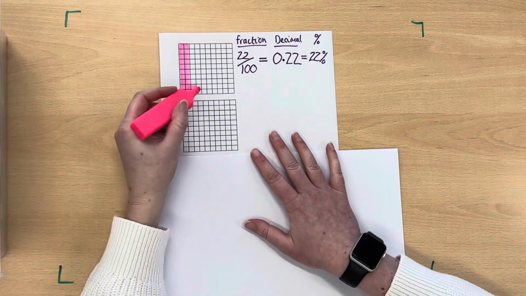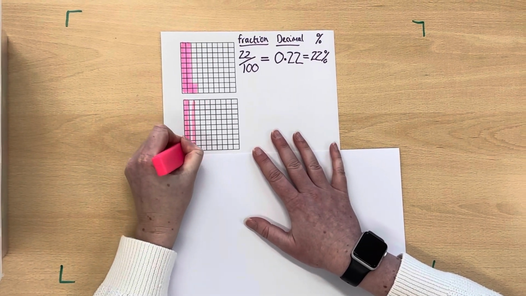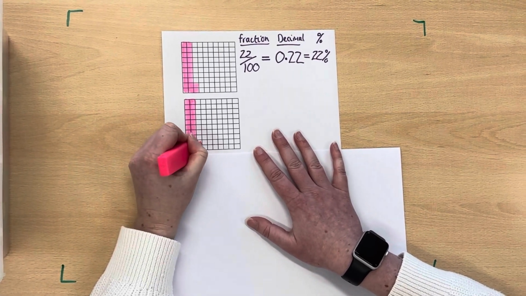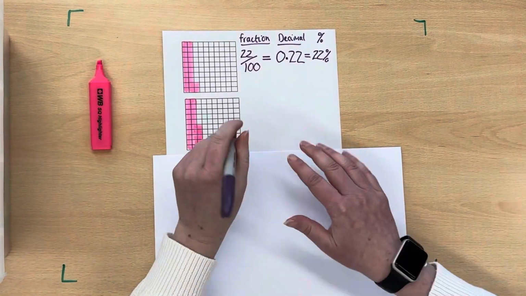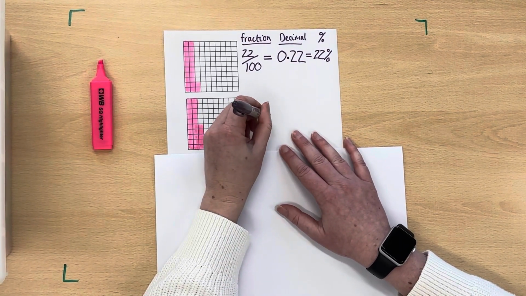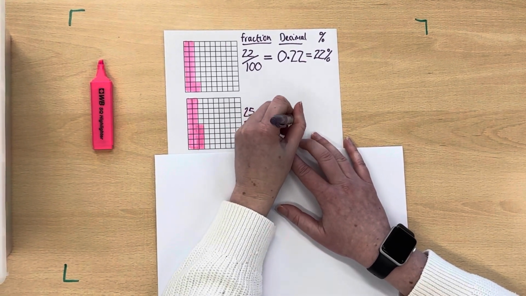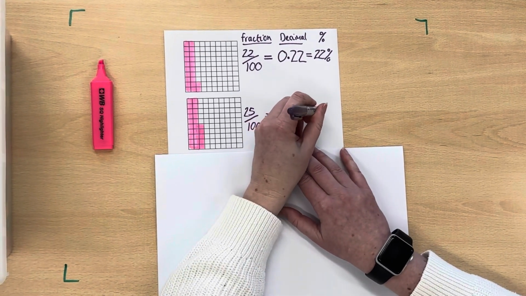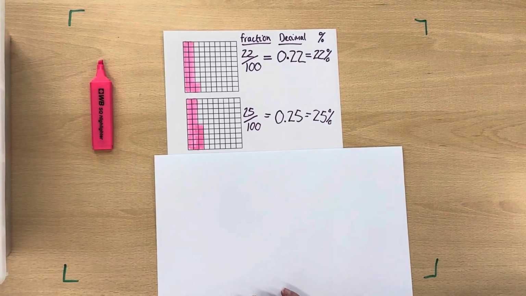If I were to shade 25 this time, 1, 2, 3, 4, 5. Okay, 25 squares out of 100 squares have been shaded. No whole sets of squares have been shaded, but 25 individual squares. That's the same as 25% of the shape being shaded.